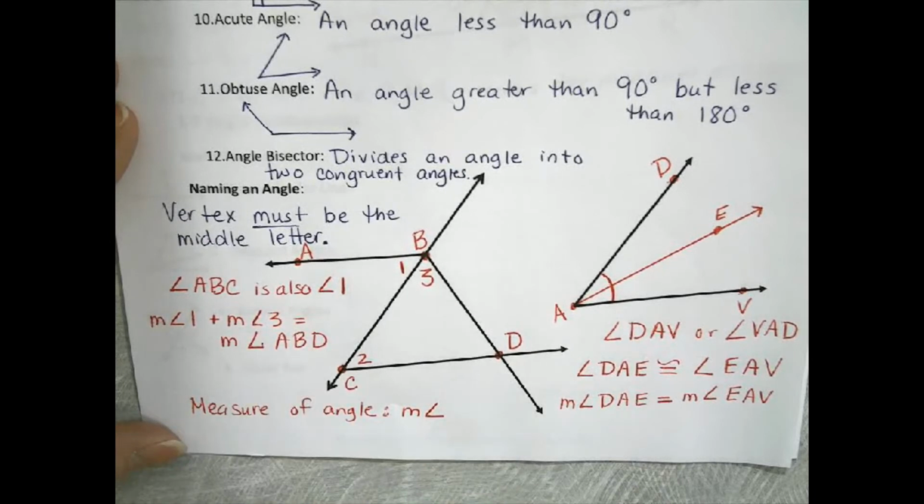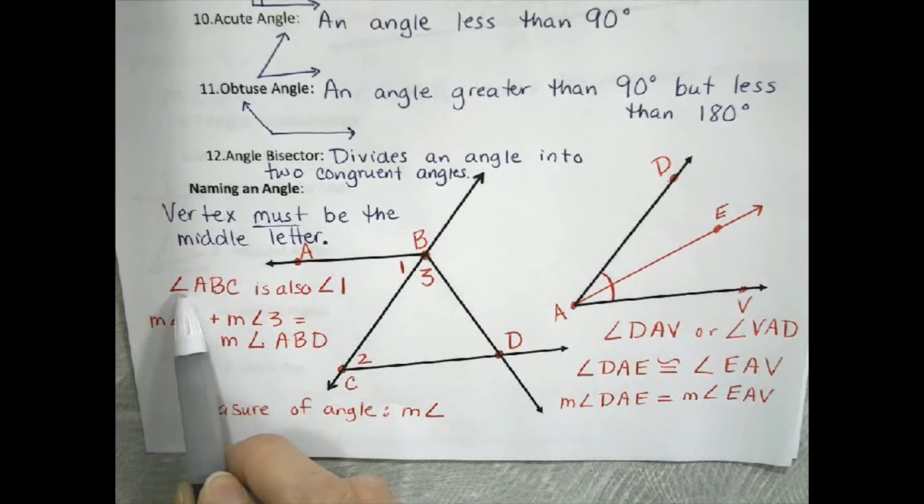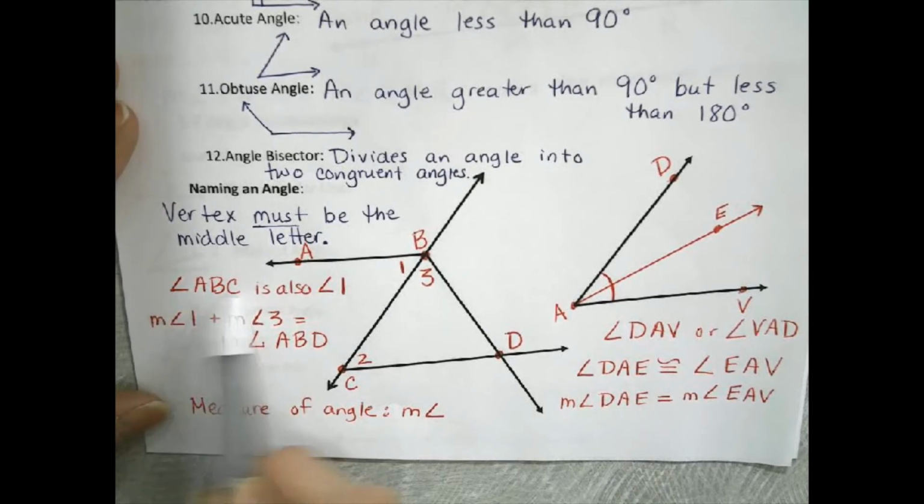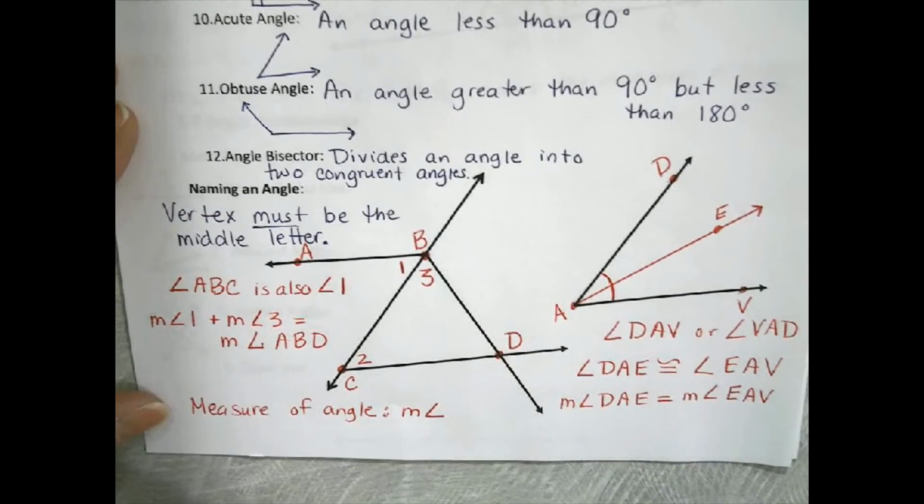When we write the symbol for an angle, ABC, with nothing out front, we're naming the angle. When we add an M in the front, that is actually the symbol to mean that we are now talking about the measure of an angle. So we're talking about the specific size of it.